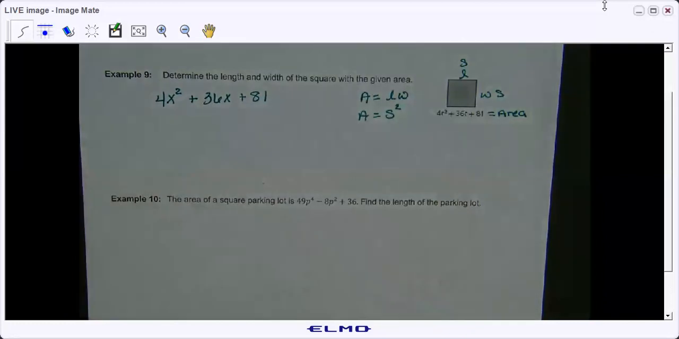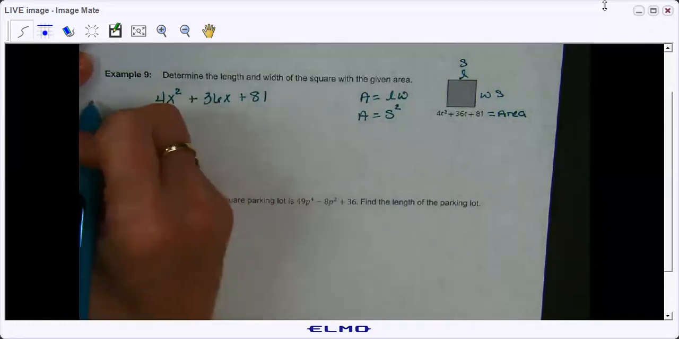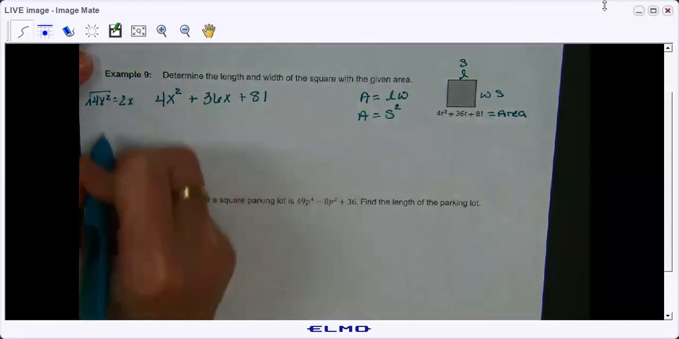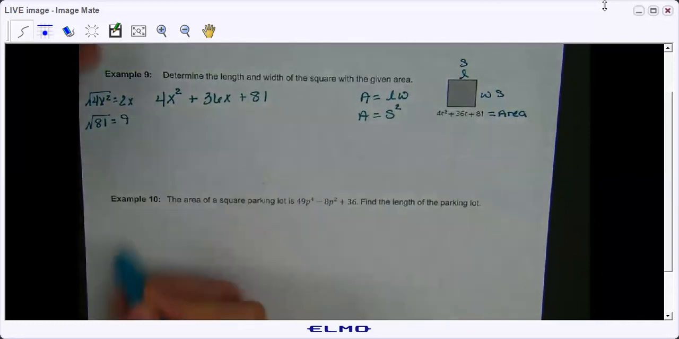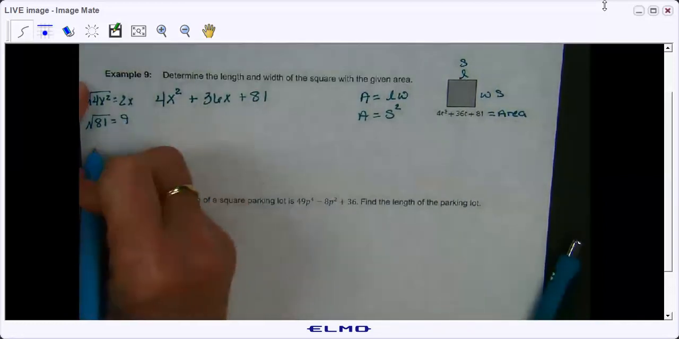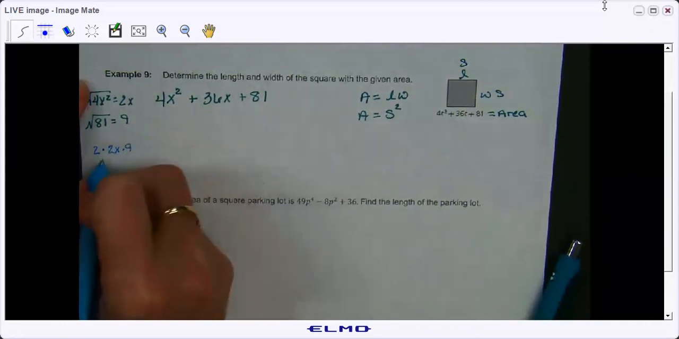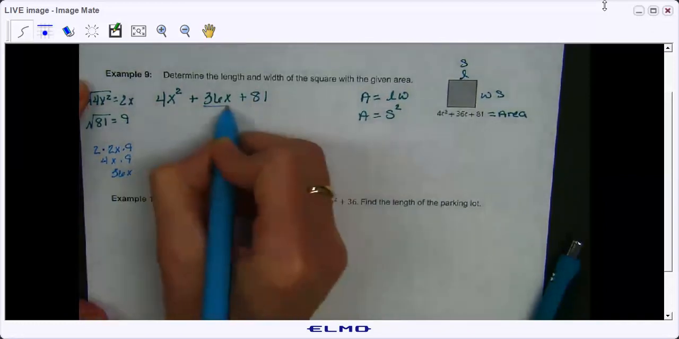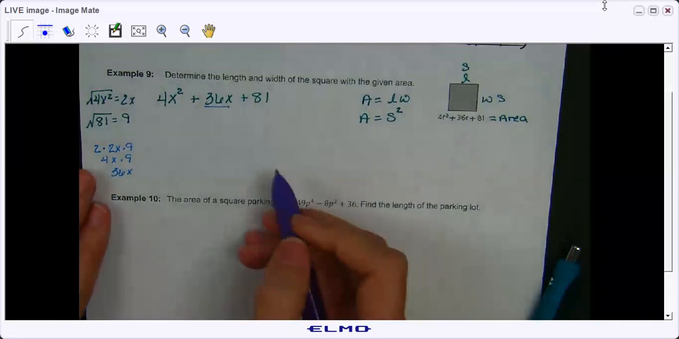Going back to our 7-7 notes, I know that 4x squared is a perfect square. That's 2x. I know that the square root of 81 is 9. And then if I wanted to check, I could take 2 times 2x times 9. I get 4x times 9, which is 36x. That equals my middle term.